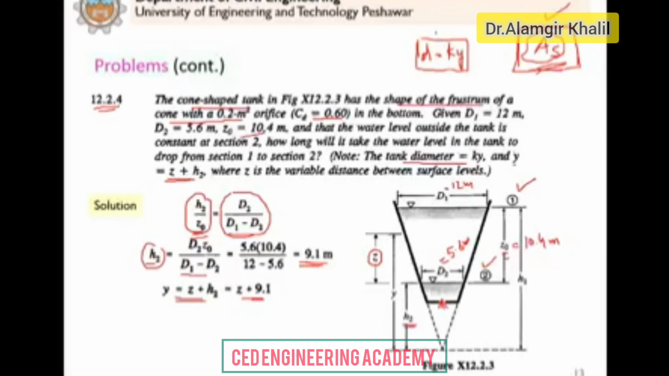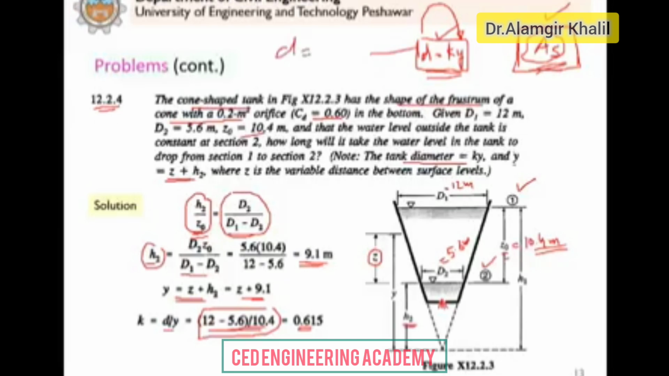Now we are given that D is equal to K times Y. So D has to be expressed in terms of this Y here. But Y is now equal to Z plus 9.1. So what we can write is that K is equal to D by Y. K is a constant, 0.615. This is the change which is occurring. What is the change occurring in the diameter in 10.4? From 5.6 to 12. So the change in 10.4 is 12 minus 5.6.